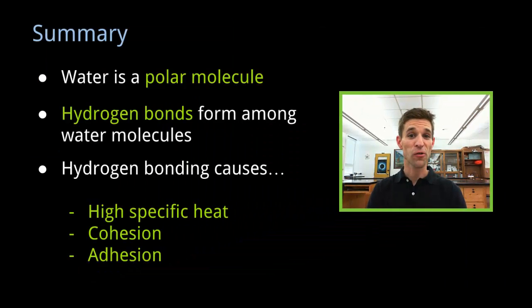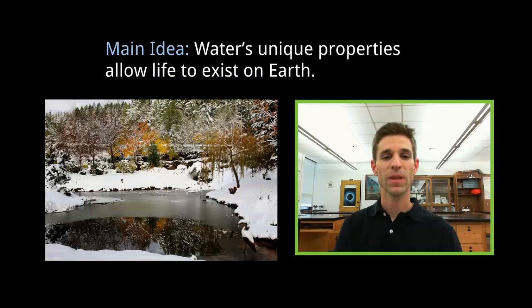So let's have a summary of our video before we end. We know that water is a polar molecule. We know that because of this polarity, hydrogen bonds form between or among water molecules, and because of hydrogen bonding, we get some very unique traits of water. It has a high specific heat, which means that water resists changes in temperature, and that's very important for biological systems. We also get properties called cohesion and adhesion, which means that water either is attracted to itself, so that's cohesion, or attracted to other substances or surfaces, and that's adhesion. And that has also very important biological consequences.